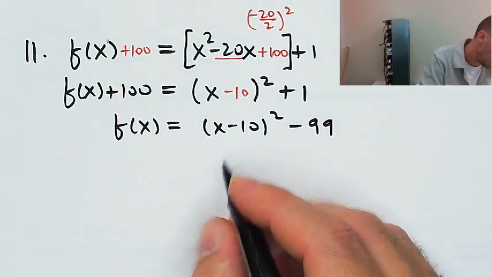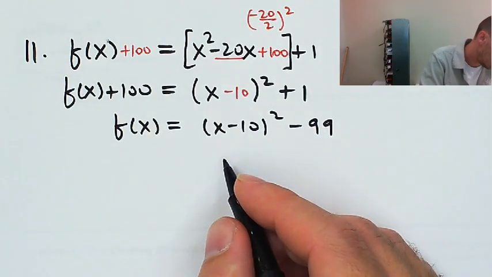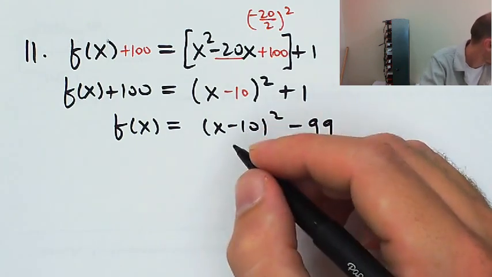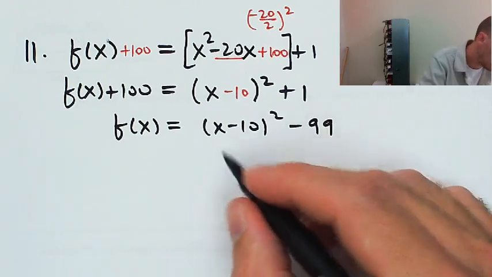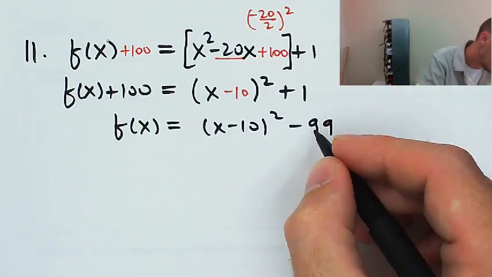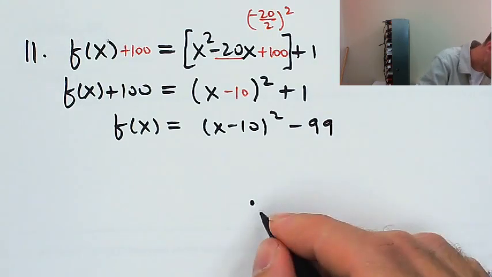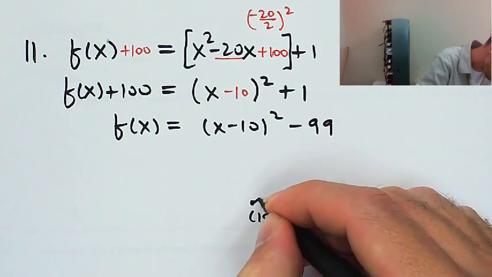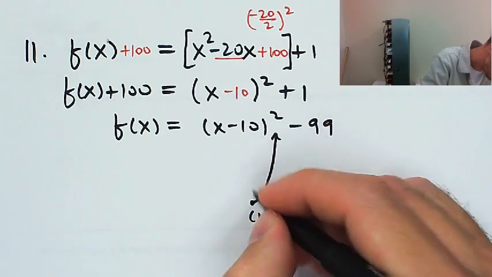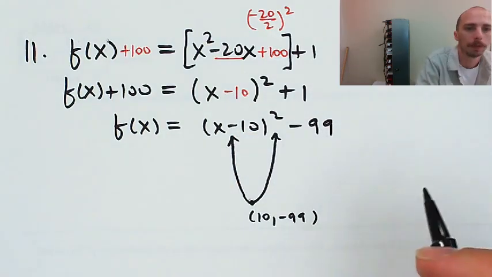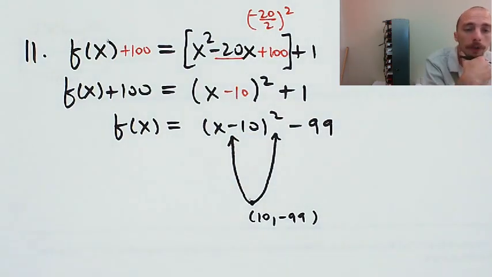Okay, and then I'm going to, what was I thinking? Oh yeah, I'm going to sketch the graph and give the intervals over which the function is increasing and decreasing. It's going to open up because it's 1x squared. The vertex is going to be at 10 and negative 99. Okay, got myself a parabola there, and that's good enough for me to tell where the function is increasing and decreasing.